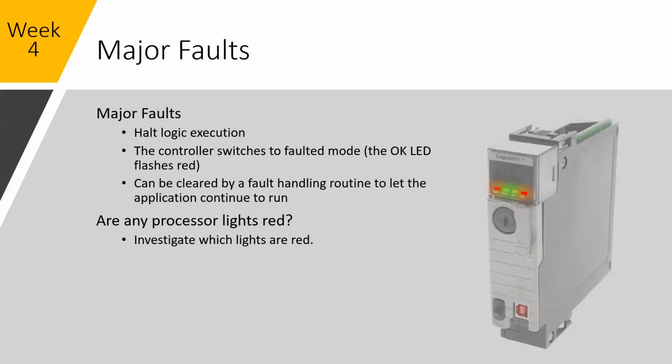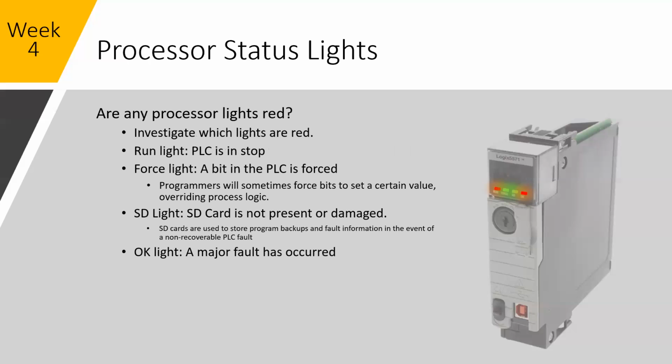If there are any red lights on the processor, you need to investigate which lights are red. And I know this would be better if we had physical processors in front of us. Unfortunately, we don't. As you can see in the graphic here, there are 4 lights on the front of the processor: a run light, a force light, an SD light, and an OK light.